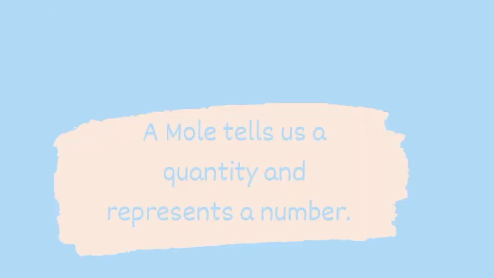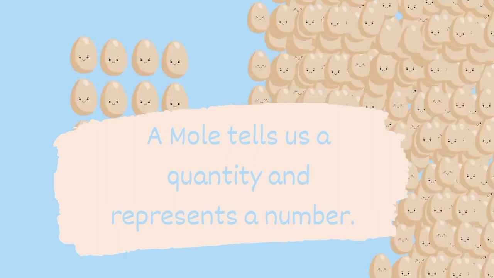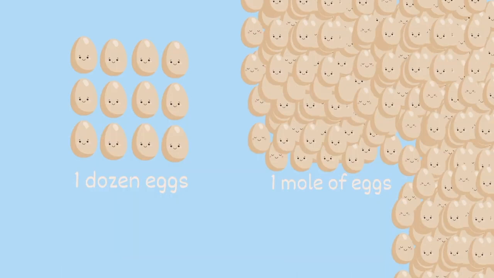Okay, so we know 1 mole tells us a quantity and represents a number. Think of it like this. 1 dozen eggs is much like 1 mole of eggs. 1 dozen represents the number 12, and 1 mole represents the number 6.022 times 10 to the 23rd. So we can say we have 1 dozen eggs, and we can also say we have 1 mole of eggs.